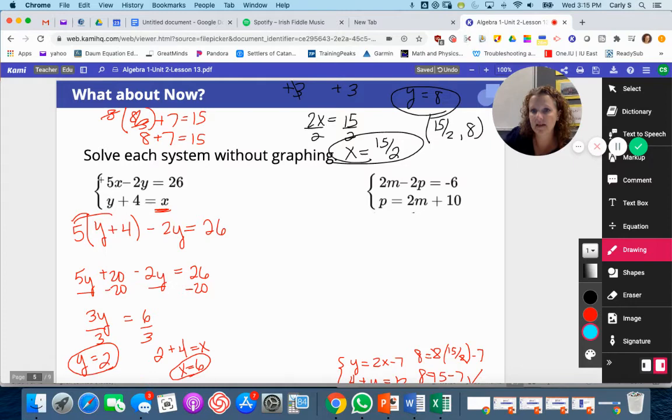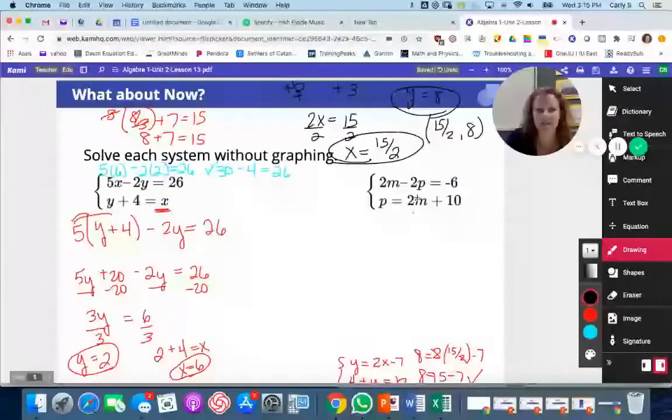So let's plug it in. I'm going to do 5 times 6 minus 2 times 2 equals 26. So 30 minus 4 does in fact equal 26. I feel pretty confident. Cool?